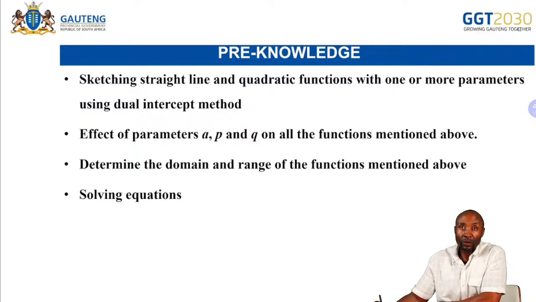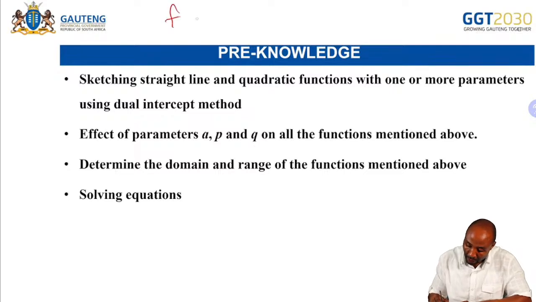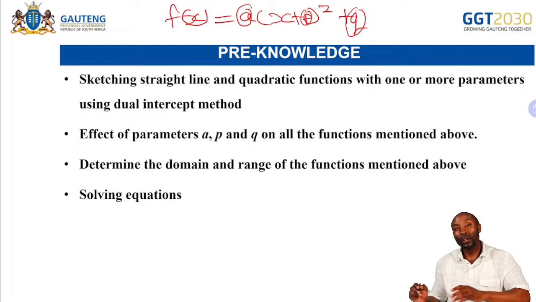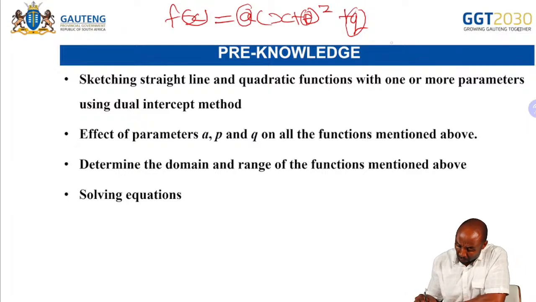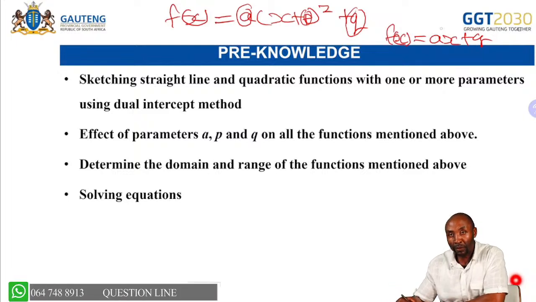We want to look at the effect of the parameters a, p, and q. Remember, for our functions, if we are dealing with a quadratic function, we have f of x is equal to a(x plus p) squared plus q. So we want to look at the effect of these parameters a, p, and q in our functions. For our linear function, we can write it as f of x is equal to ax plus q. You have discussed what is the effect of a, what does a contribute to the function, what does q contribute to the function.